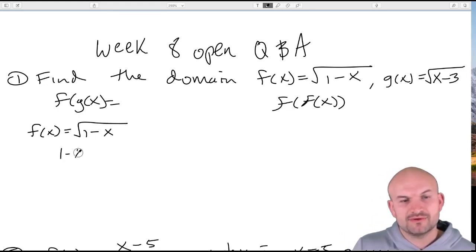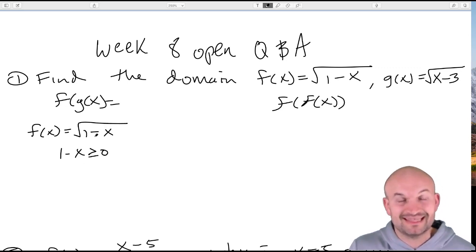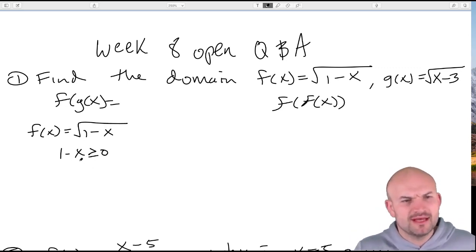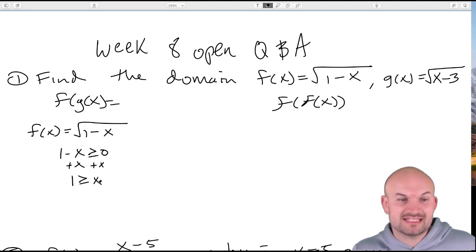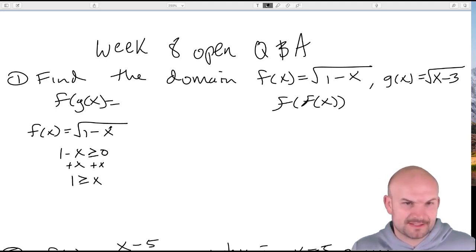So the process we're going to do is set our radicand greater than or equal to 0, because the radicand, whatever is under an even root like the square root, has to be greater than or equal to 0. And therefore, I can now just add an x here. And therefore, 1 has to be greater than or equal to x. So x has to be less than or equal to 1, which makes sense.